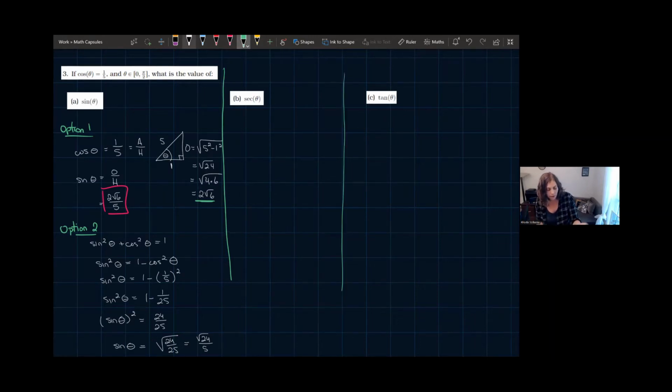So for part B, again, my first option would be to refer to this triangle that I've developed that represents the situation I've been given. So in this triangle, I've already found the lengths of all three sides. I was saying theta would be this angle here. So when I want secant theta, I could say, well, if cosine is a over h, then secant is the reciprocal, it's h over a.